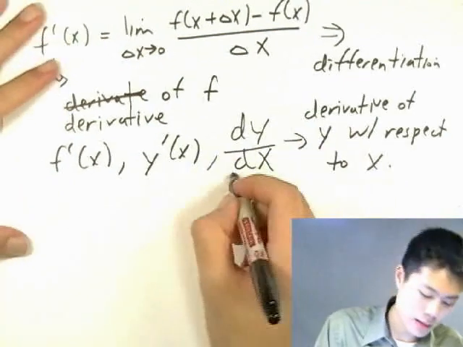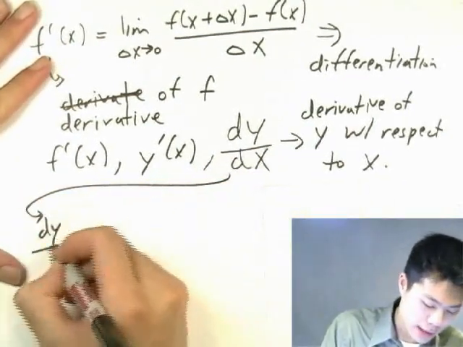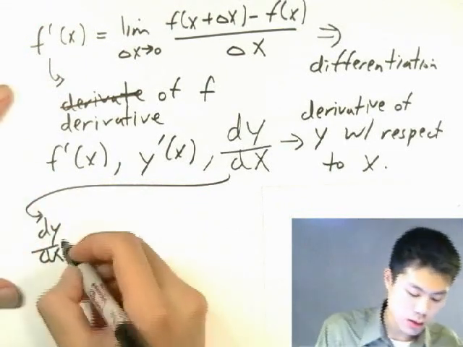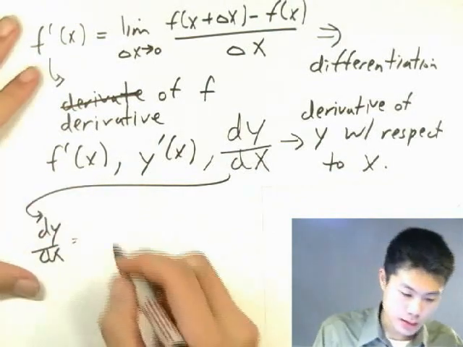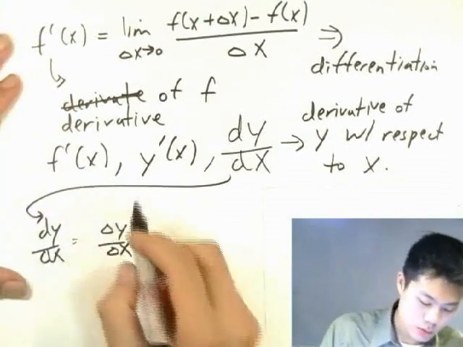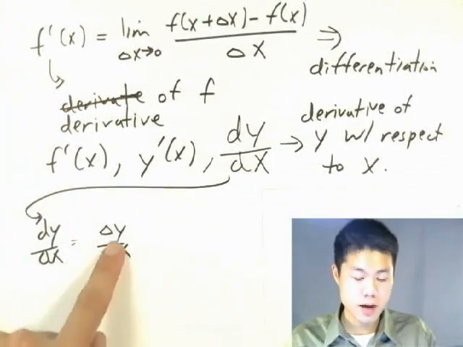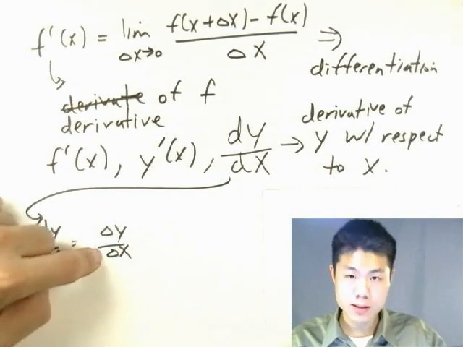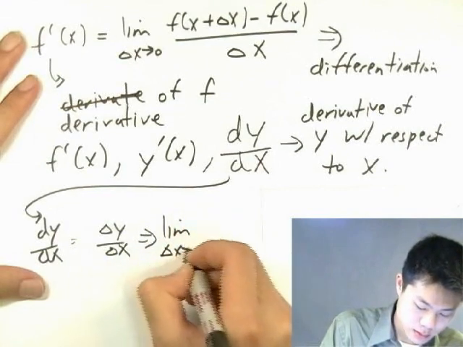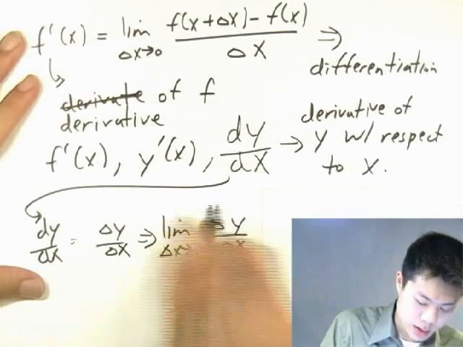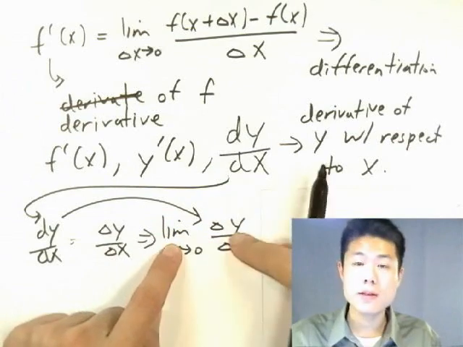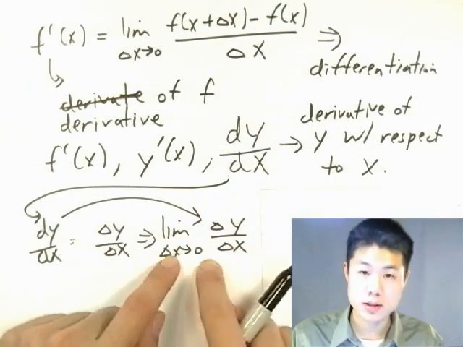Actually, if you want, I'll tell you. So dy over dx. This d means it's a differential. It's going to be a very small amount. So in a sense, we're taking delta y over delta x, but we're letting the deltas be really small. So this notation is telling us to find the limit of delta y over delta x as delta x approaches 0.